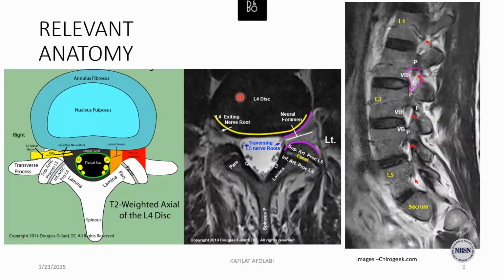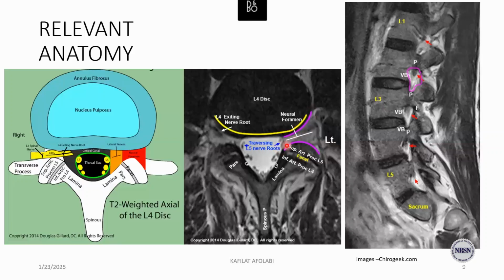So the next slide here, what I really want to focus on is the neural foramen. I have a schematic diagram here of an axial section at the level of L4, L5, so this is the lumbar spine, and an axial T2 weighted magnetic resonance image as well, and the sagittal T2 is actually a foraminal view, which is a parasagittal section. So what I really want to highlight here is the neural foramina, which is the region within this pink circle.